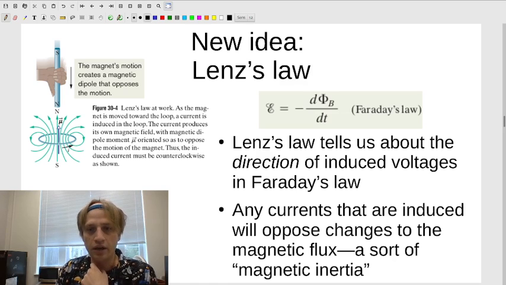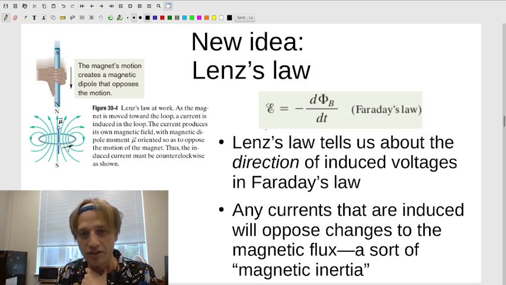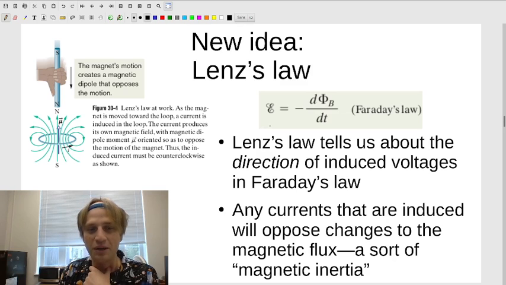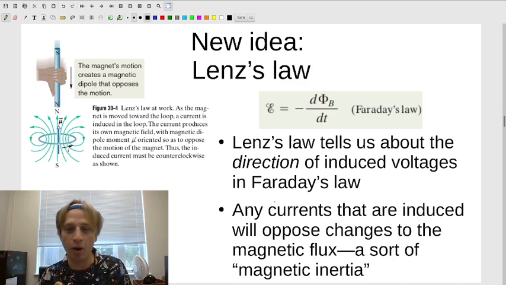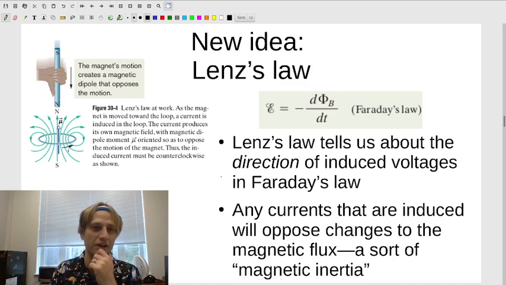Now, Lenz's law is not really independent from Faraday's law. In fact, it's this minus sign. What it's telling us is that the direction of the flux created by the voltage is going to be opposite of the direction of the flux that's being applied to the loop. So any currents that are induced will oppose changes to the magnetic flux, in a sort of magnetic inertia.